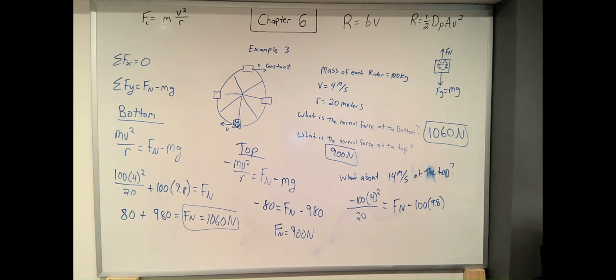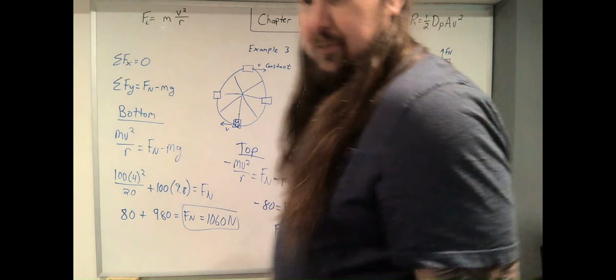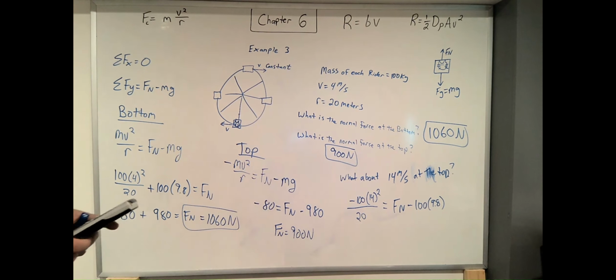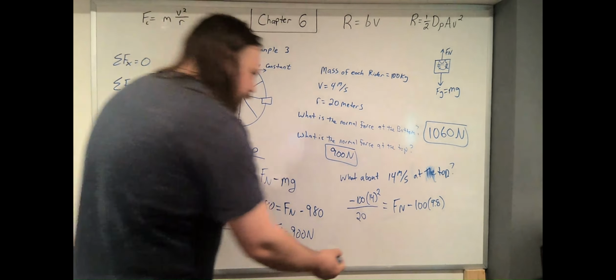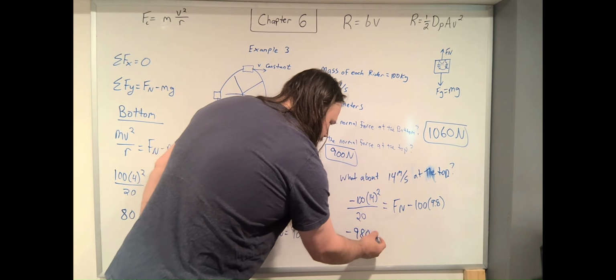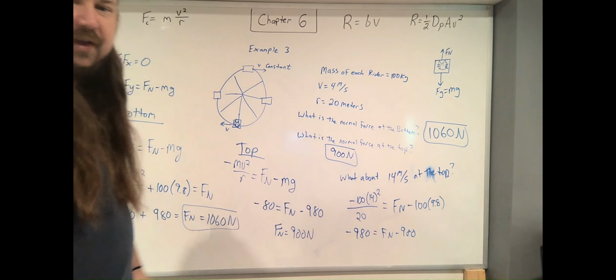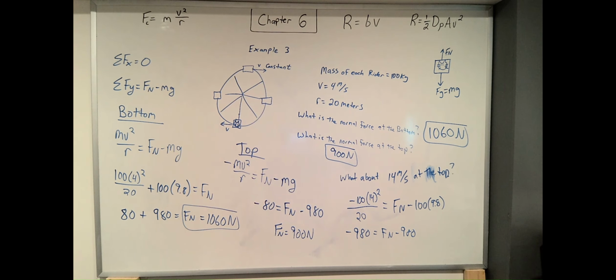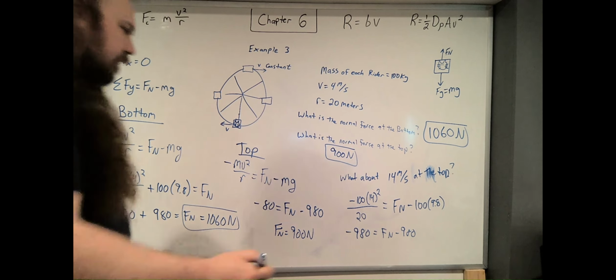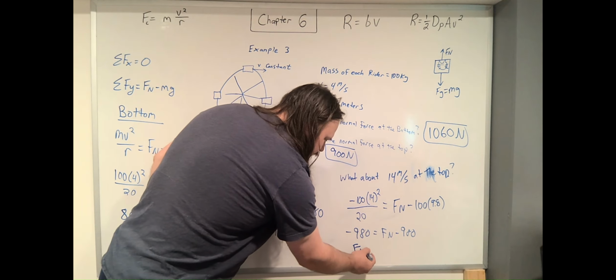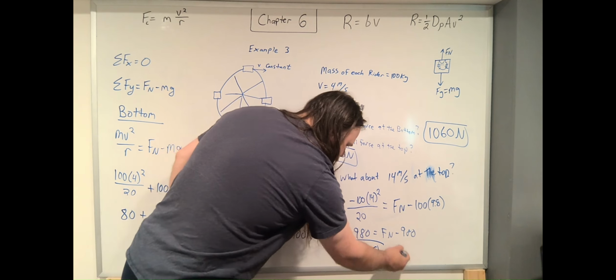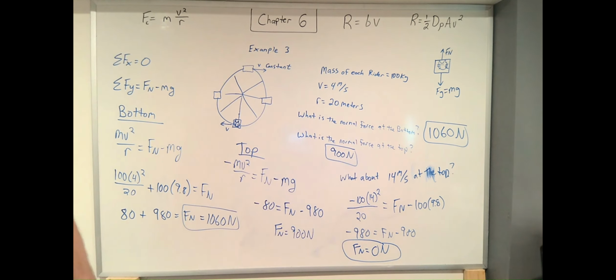What does that do? All right, so let's figure out what this new value is over here. So we're going to have negative 100 times 14 squared divided by 20. And we get 980. Maybe you saw where this was going. We have negative 980 is equal to the normal force minus 980. So what happens when I add 980 to negative 980? I get a 0. Right? And now my normal force is equal to 0 newtons.